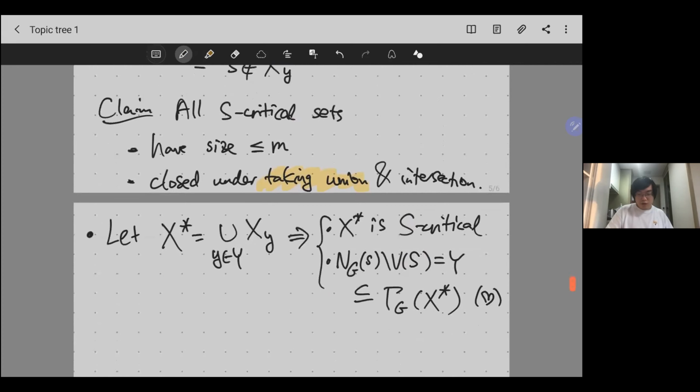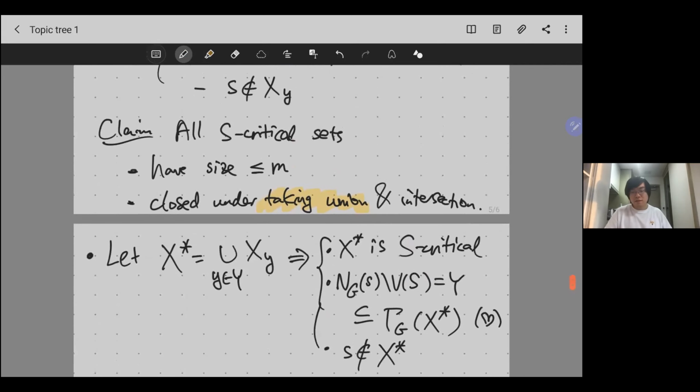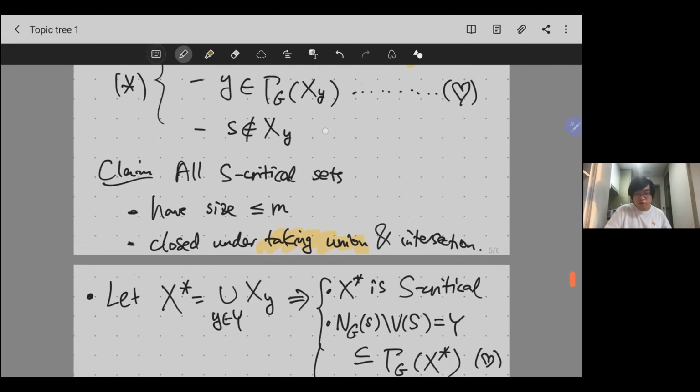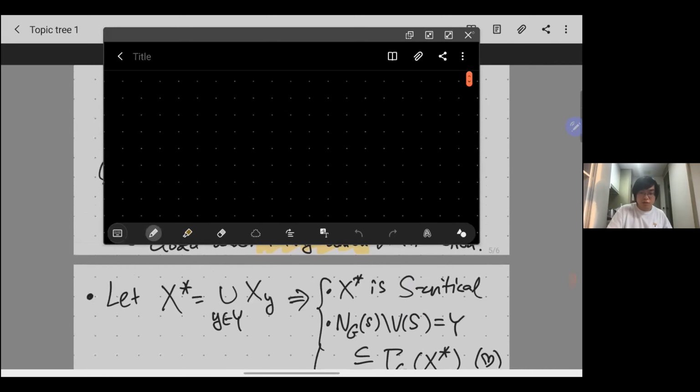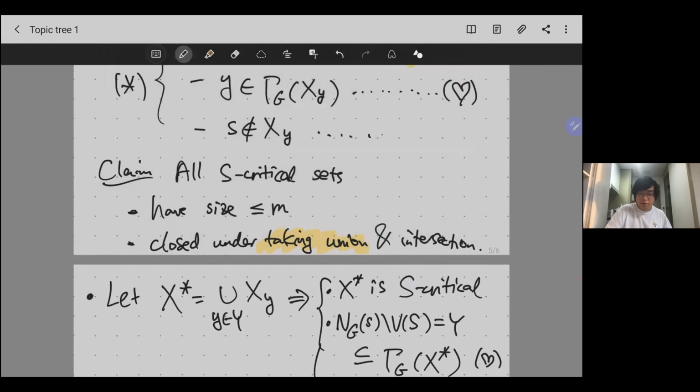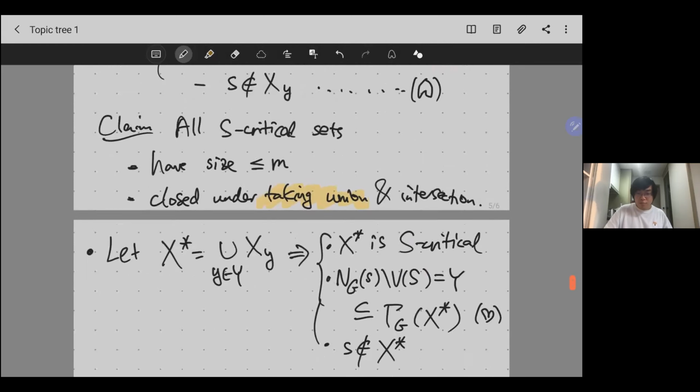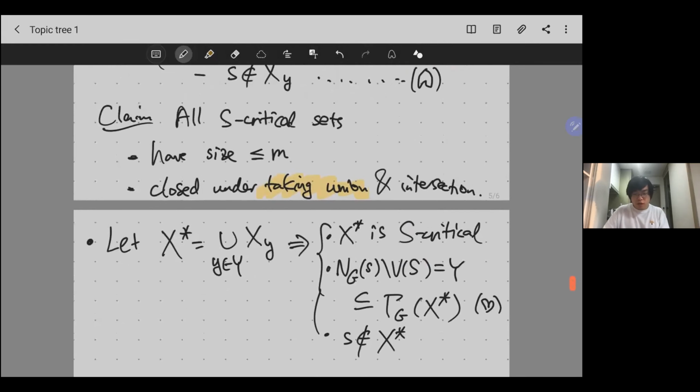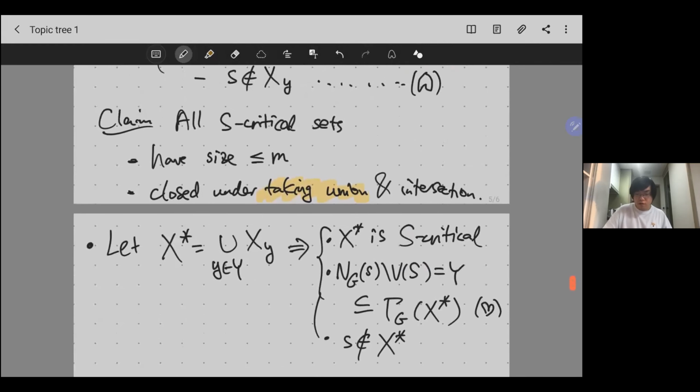And we also have the last property, that little s is not in this set that we just defined. Little s is where we want to attach this leaf y, right? It follows from this. Because s is not in every single set making up X star, we have this one. This is by this one.